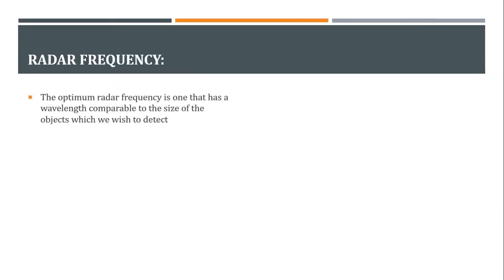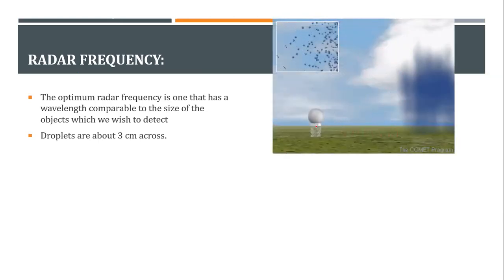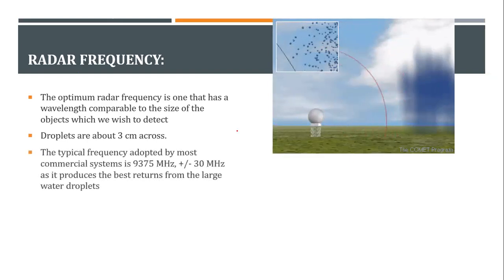The optimum radar frequency is one that has a wavelength comparable to the size of the objects we wish to depict, which I told you in the second slide, right? That lambda determines the water droplets. Droplets are approximately 3 centimeters across. Those droplets which form the cloud are around this big, 3 centimeters. So you can see in this video, you're sending out radio waves, and only partially small radio waves will come back, and that will give you a picture on your AWR screen that water droplets are present. The typical frequency is 9,000.